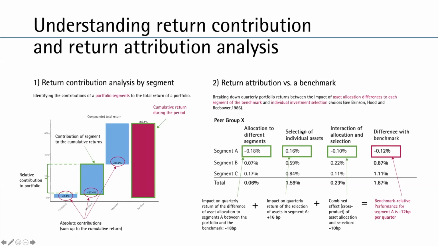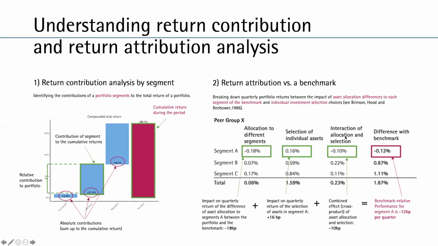Similarly, we have the second effect of selection. That's a bit different in the sense that if we freeze the allocation of this segment, that is, the allocation to segment A is the same in the portfolio as well as the benchmark, then the only difference in the return of this segment will be due to how the companies have been selected and how they have performed over time.